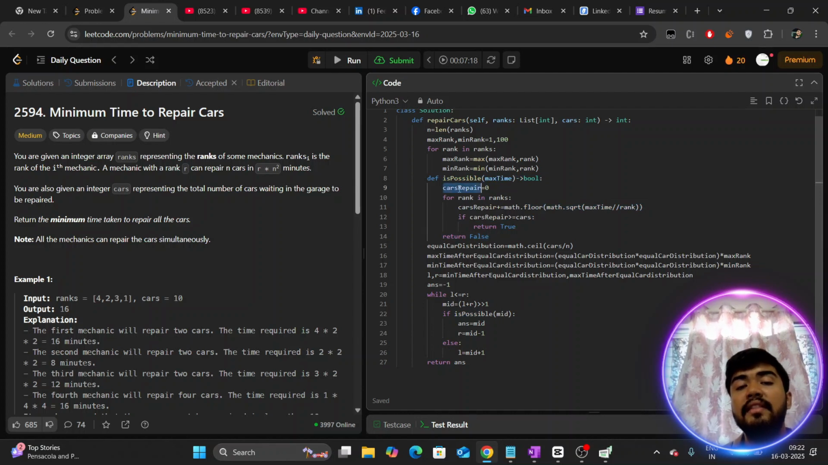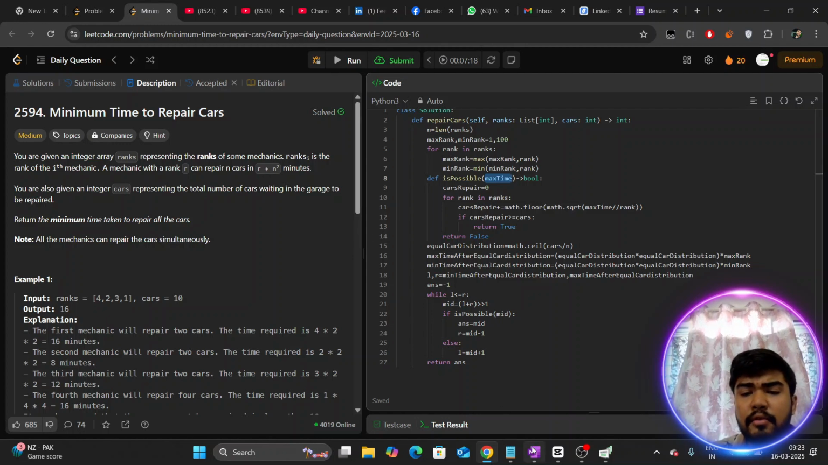So we have started with cars repaired, how many cars we are able to repair so far, and we are iterating over the ranks array. And now we are trying to assign a particular individual to a boundary. We have a time allocation boundary, that is the max time. Initially we have this context, so we will close our garage at this much time for a particular mechanic.